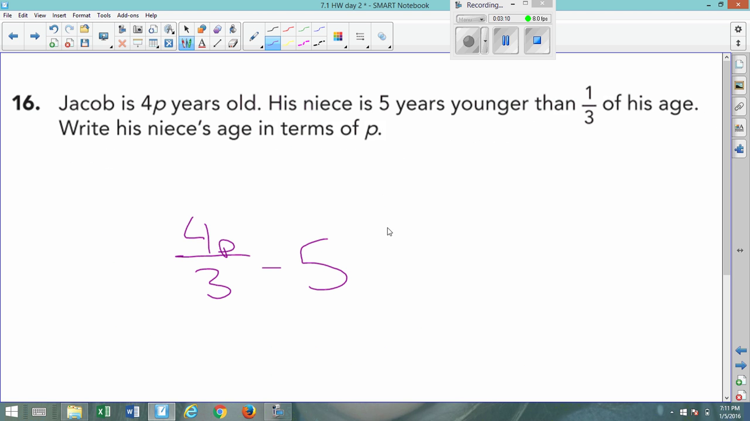Jacob is 4P years old. His niece is 5 years younger than 1/3 of his age. Write his niece's age in terms of P. So first of all, you have to find 1/3 of his age, because we know that it's 5 years younger than 1/3. So I wrote 4P divided by 3, because that's the same thing. Minus 5 is going to give you your answer. You could do it this way: 4P divided by 3 minus 5. It's going to give you the same answer.